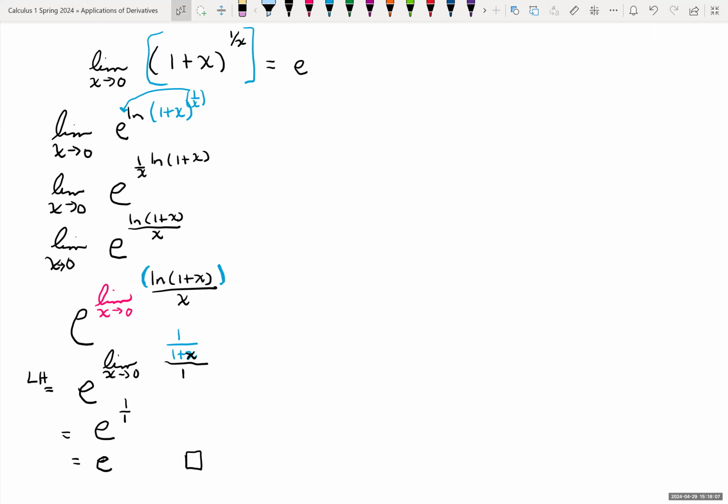Hey, could you explain again, in the very beginning, if we were to just plug in 0 for x, what indeterminate form would that be?